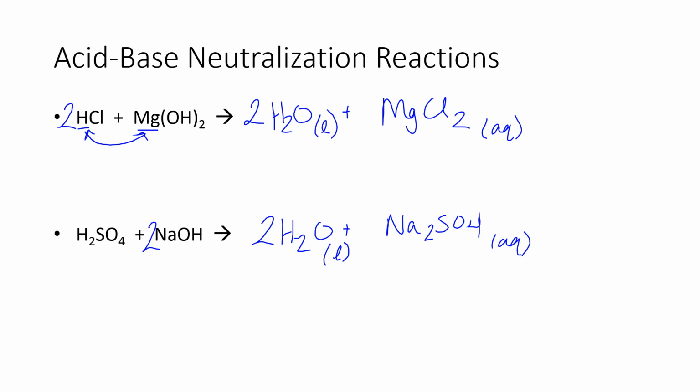Looking at the second one, we have sulfuric acid and sodium hydroxide. When these combine, the hydrogen and the hydroxide combine to make water. And then our sodium is going to pair up with our sulfate. To balance this, we need 2 sodiums on the left. That gives us a total of 4 hydrogens on the left, so we need 4 on the right. Adding our state symbols, remember water is a liquid. Sodium sulfate would actually be an aqueous solution.